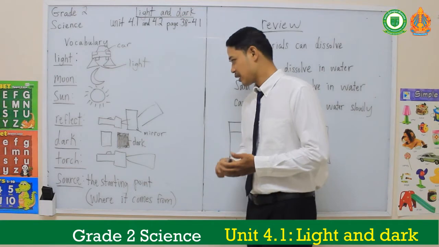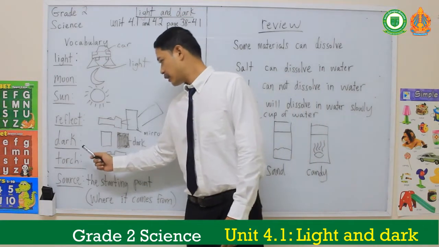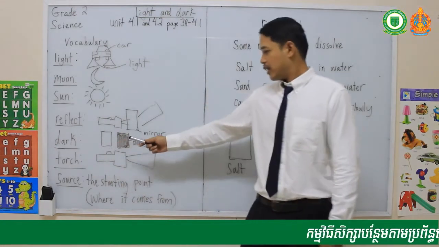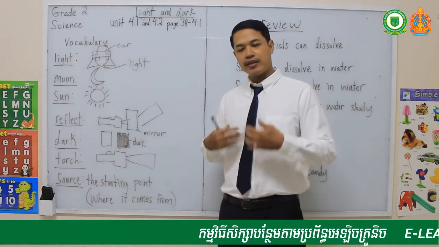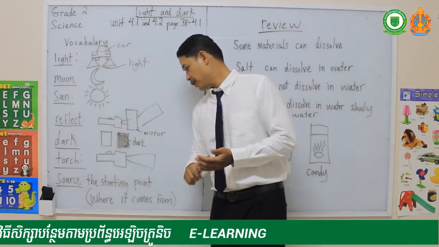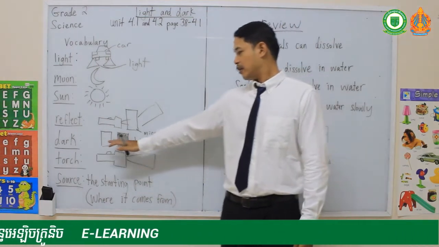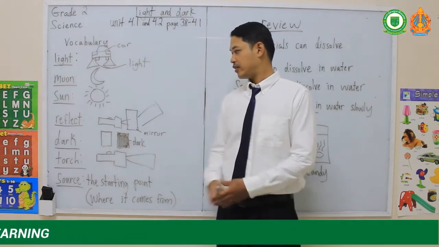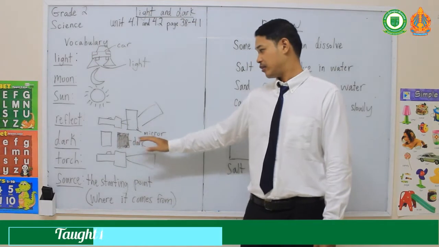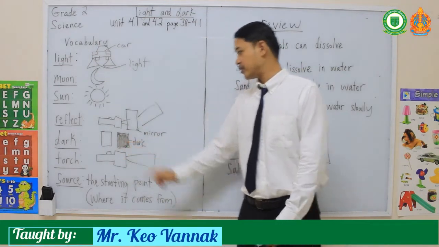Next is dark. Dark, dark, dark. And then you can say the word. Good job. As you can see, this box is bright, right? It has light, and this box is very dark, as you can see.